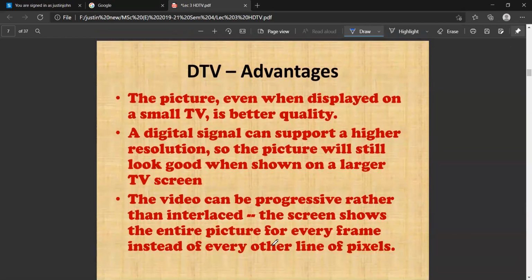Now, the other advantage of digital television is that the picture will not lose its quality even if it is displayed on a small TV or on a big TV or a bigger TV. Then it can support higher resolution than these 480 lines as in the case of analog television. So the picture will be good when it is shown on a larger TV or a larger screen.